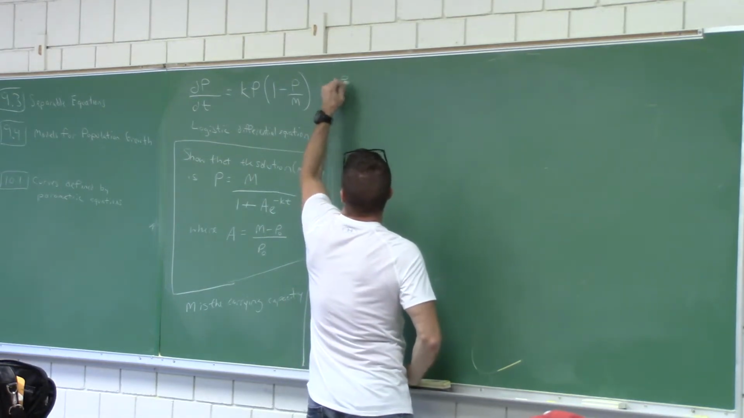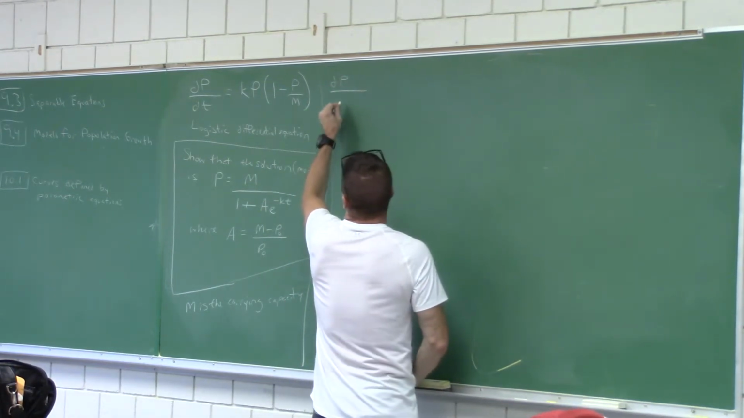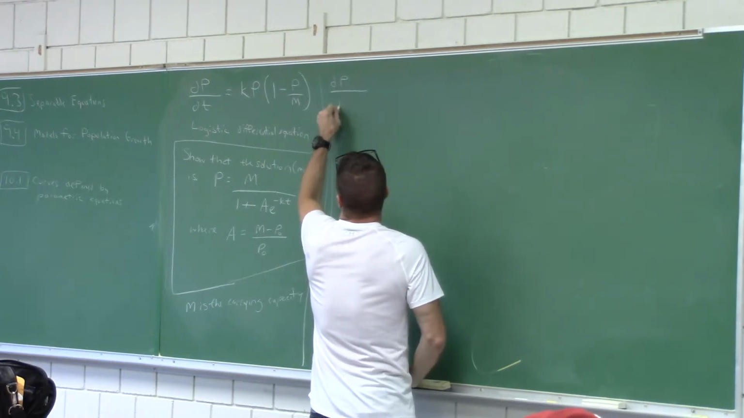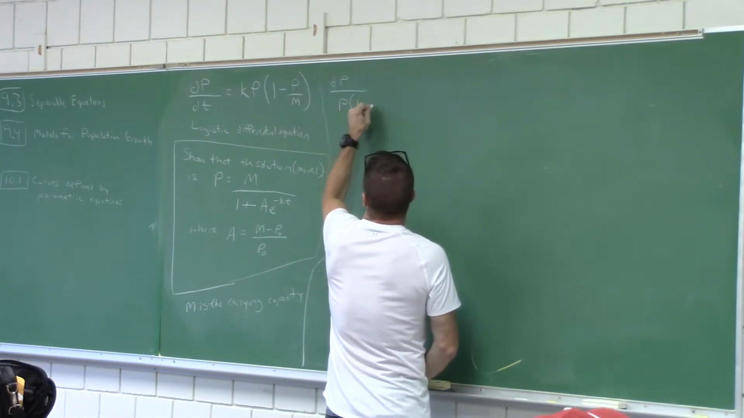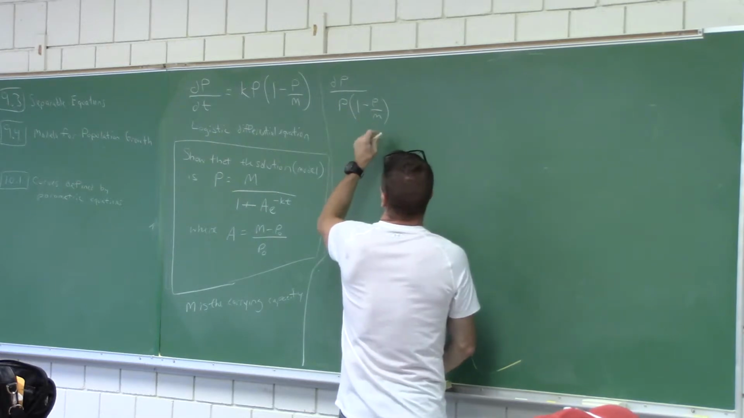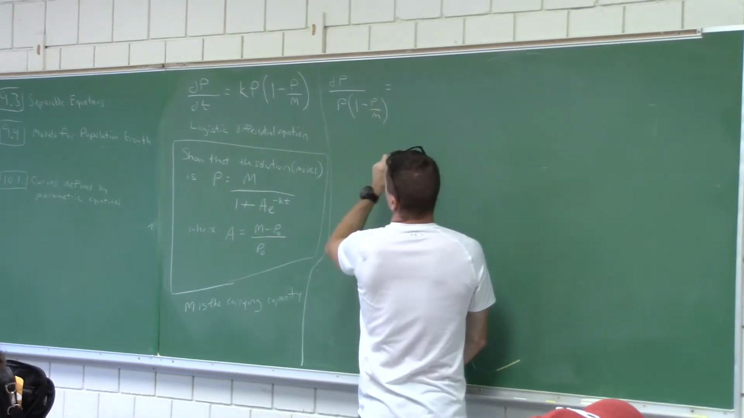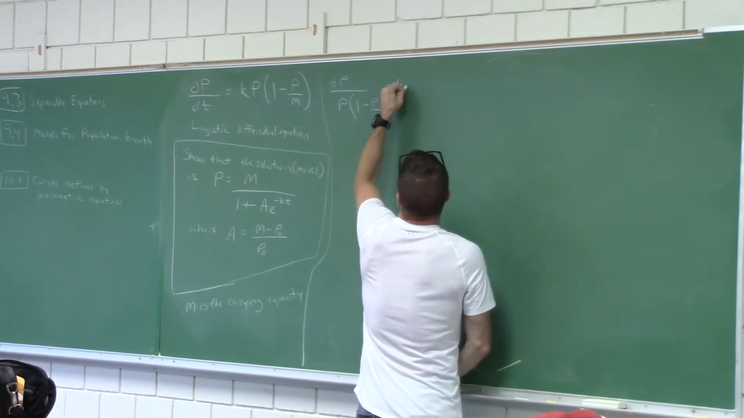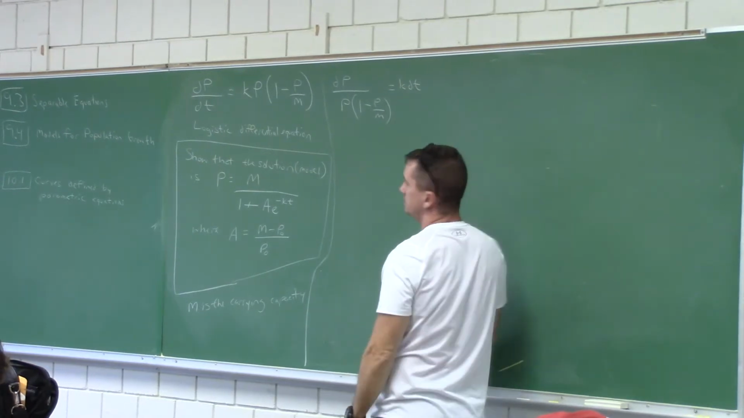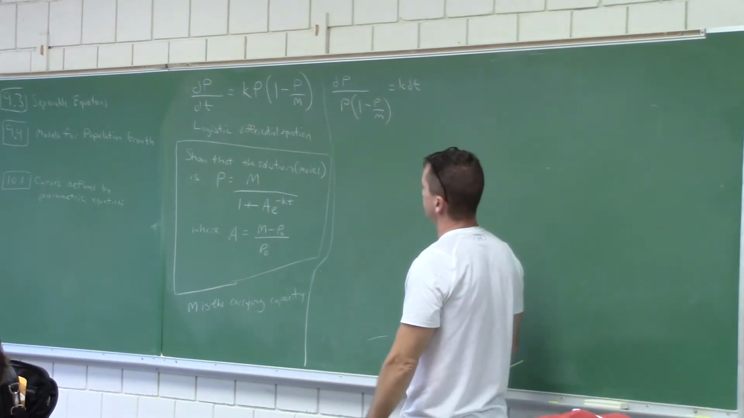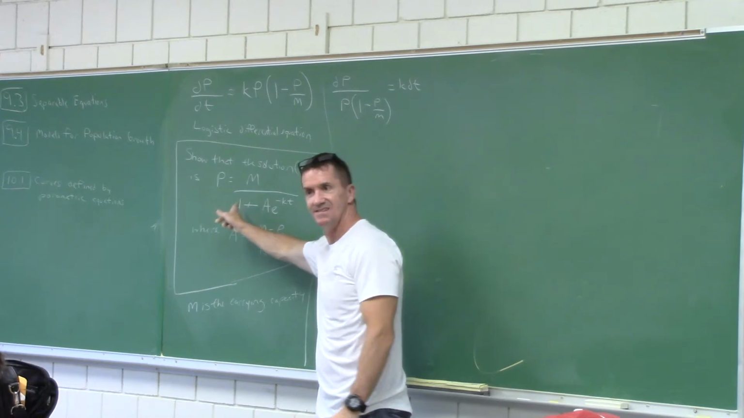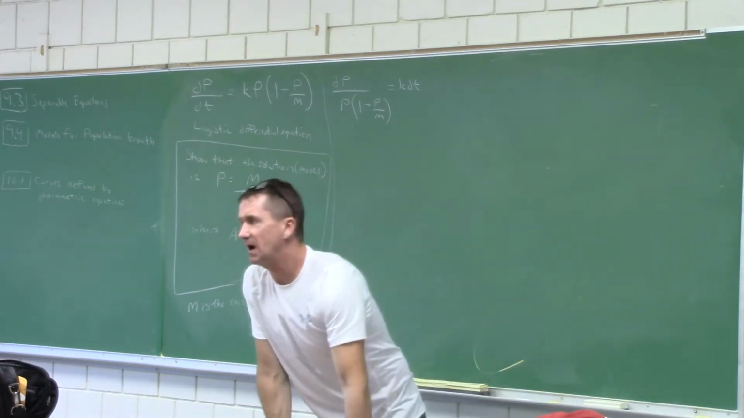Everyone, can we separate the P's on the left? I get dP over P times (1 minus P over M) equals, what's on the right? k dt? We're trying to get to this thing. But we'll get there. Here's my first suggestion.